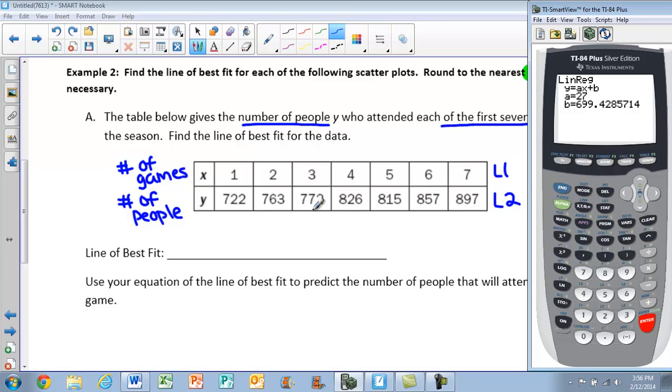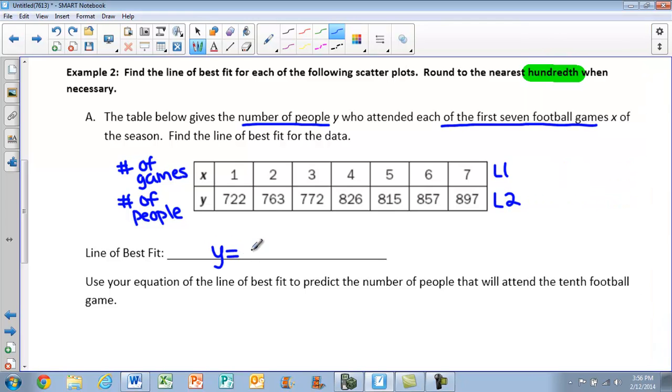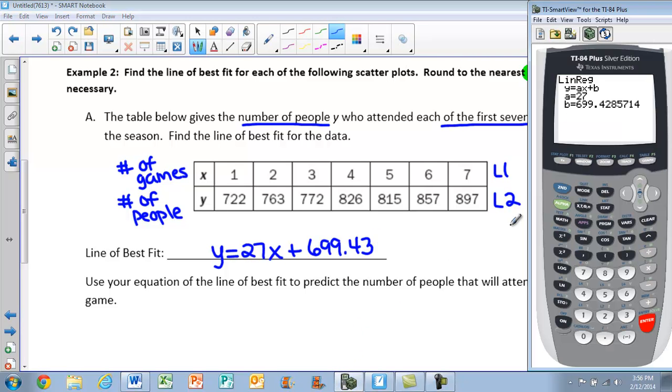When we hit enter, you should notice we have y equals AX plus B. Now your calculator uses AX plus B, but we normally say MX plus B for slope and our y-intercept. That's what it has just given to us. So when it comes to writing your equation for the line of best fit, we just want to make sure we round that y-intercept to the nearest hundredth, like our directions told us. So for my line of best fit, I have y equals 27x plus 699.43. The reason it's 0.43 is because we had 0.428. Don't forget to round to the nearest hundredth, 2 places after the decimal.